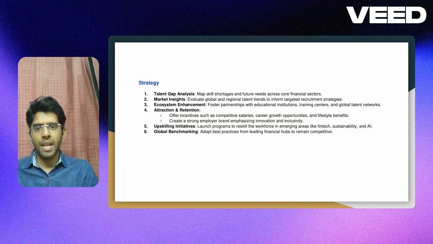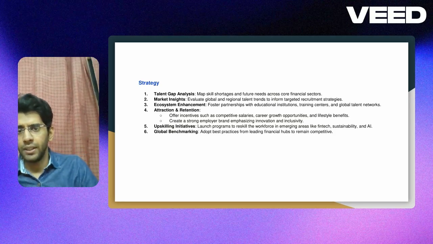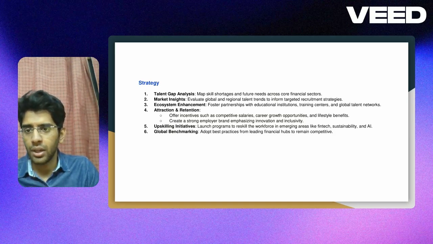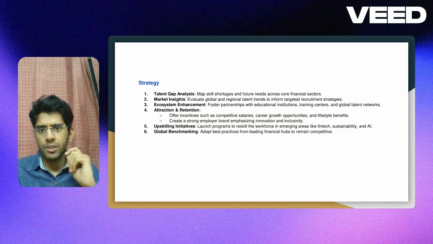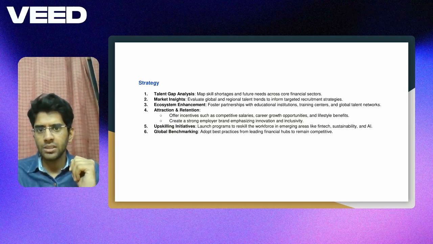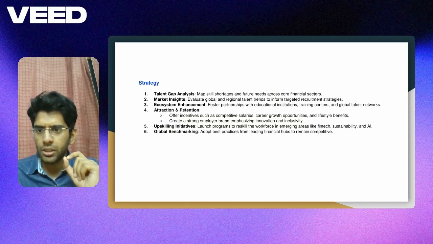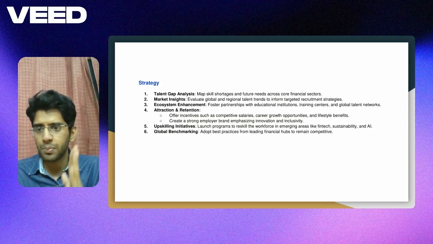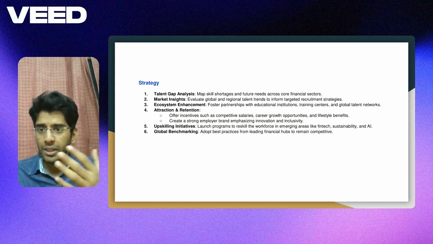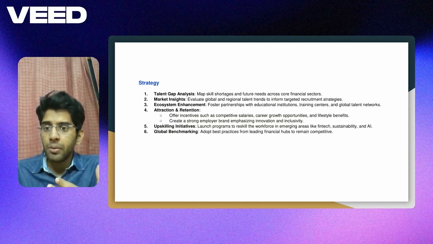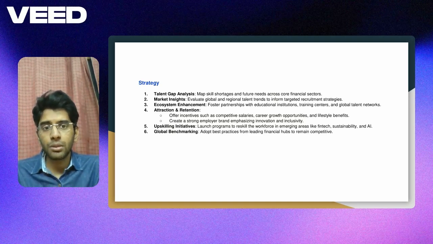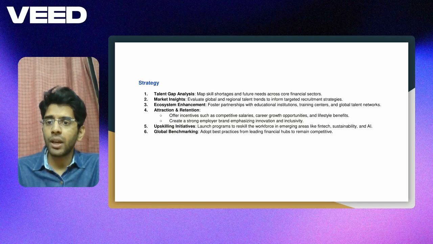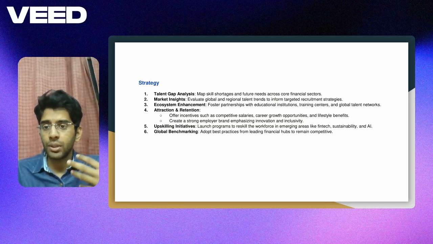Yeah, so already we discussed talent gap analysis, then market insights, and then ecosystem enhancement, attraction, retention, and upskilling initiatives. Lastly, which I think is very important to understand: whatever practices we are introducing, whatever improvements we are making, we should make sure that we adopt the best practices from across the world. We can take inspiration from around the world, looking at which are the best financial hubs, which are doing really well, and how we can learn from that.